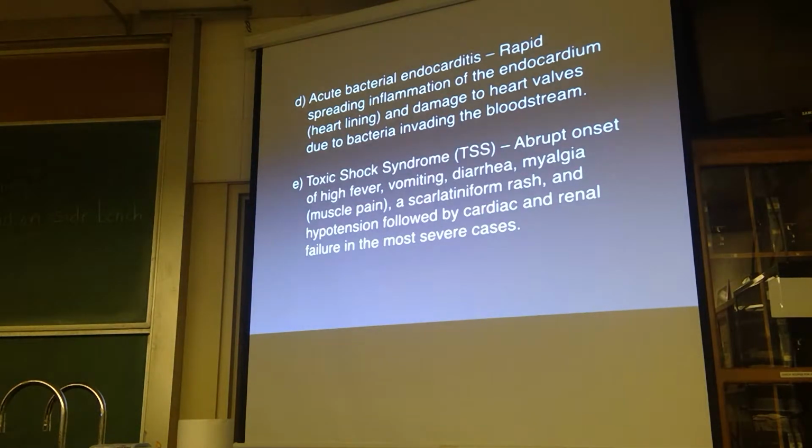Now, Staphylococcus aureus can also cause what's called acute bacterial endocarditis. Endocarditis is inflammation of the endocardium, the lining of the heart. This can be very damaging because you don't want damage to the heart lining. That can damage the heart valves, and then they leak, and you have more difficulty with your circulatory system. From there, they can also get into the bloodstream and cause septicemia. And they are the primary cause of toxic shock syndrome.